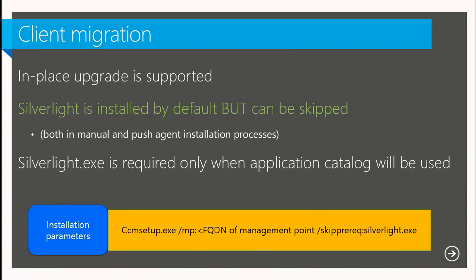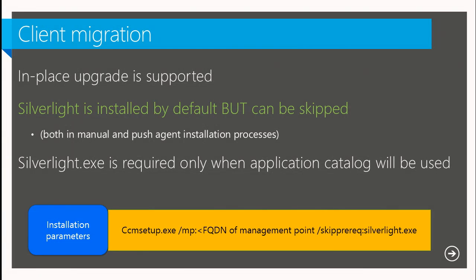Client migration. The in-place migration of the clients is supported. In the default version or the previous version of SCCM 2012, which means without Service Pack 1, we were not able to select whether Silverlight is installed or not. But from now, the Silverlight installation can be skipped.